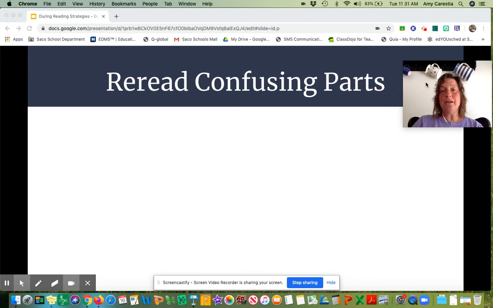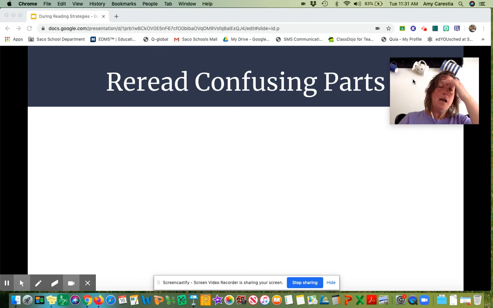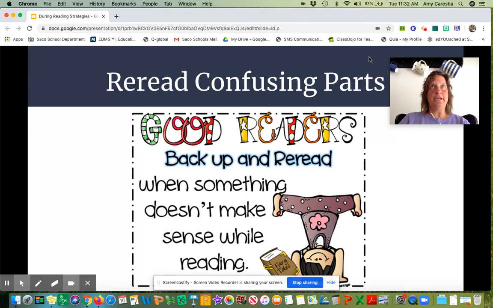Reread confusing parts. Now, some of you are like, no kidding, Mrs. Crestia. However, I also remember being a teenager and hating to reread something I had already read once. As you get older, you tend to do this on your own, independently. Although it takes more time, it's really important to go back and reread confusing parts. And that is whether you're reading a short story, a novel, or an informational text. It doesn't mean you have to reread from page 1 to page 37.